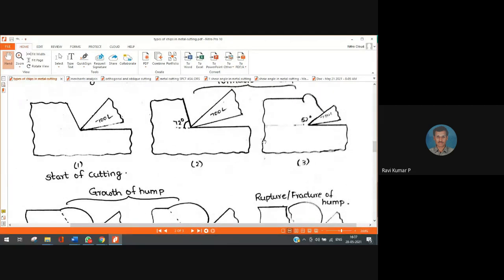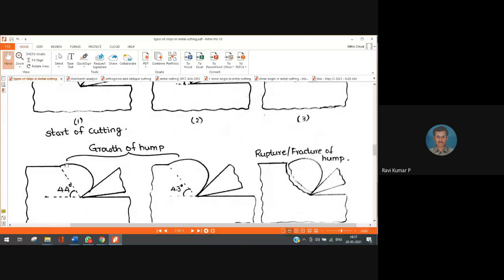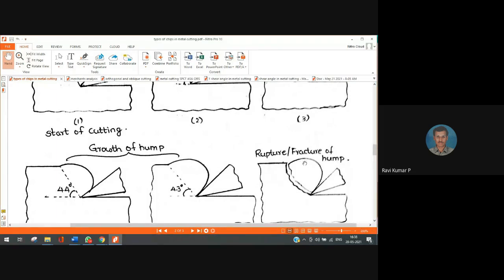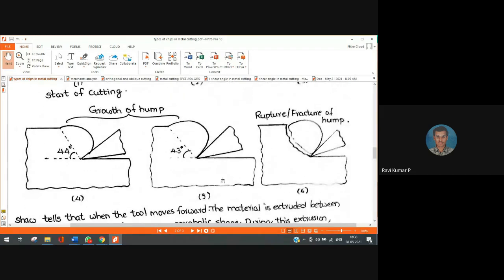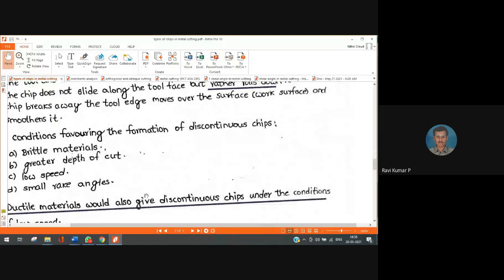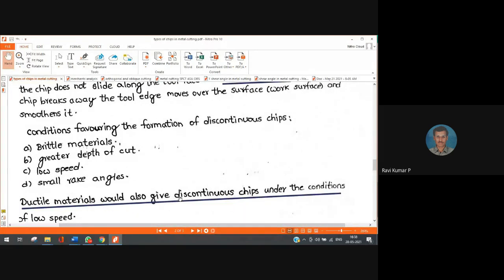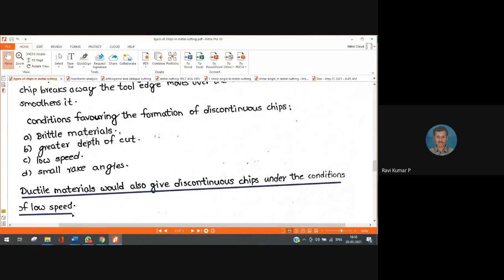So this extrusion results in a growth of hump, అంటే ఒక బుడగలాగా పైకి పెరుగుతూ ఉంటుంది, right? So that hump, when it grows to a particular size or a tolerable size, will break away, right? It will rupture away from the remaining material, and this is nothing but my chip. So ila chips mukkalga vastu untai, right? So that is nothing but a sort of discontinuous chip. Okay. Conditions favorable: brittle materials, greater depth of cut, low speed, small rake angle. See the fun. Ductile materials also can give discontinuous chips under conditions of low speed.